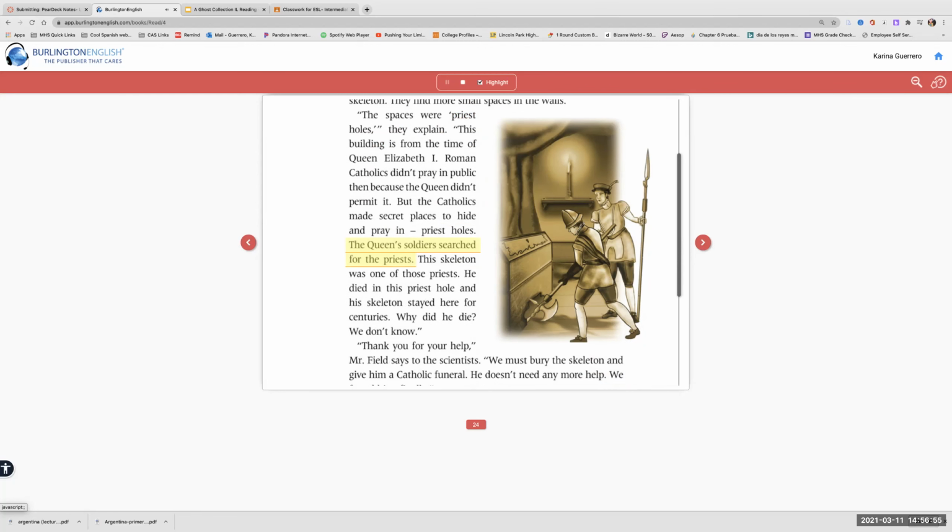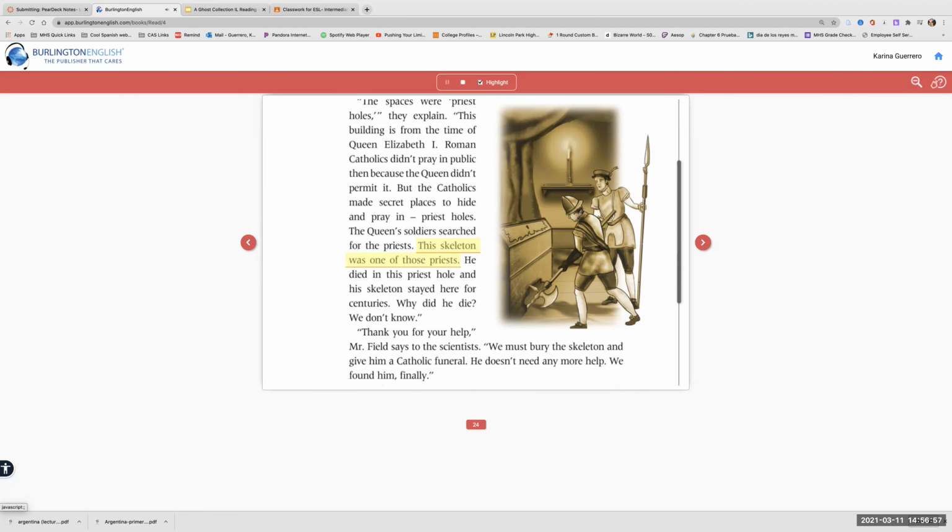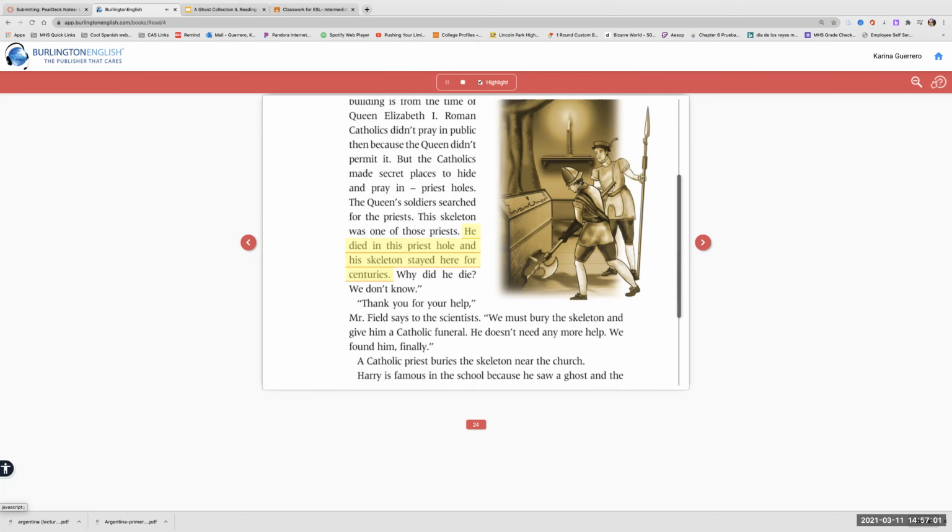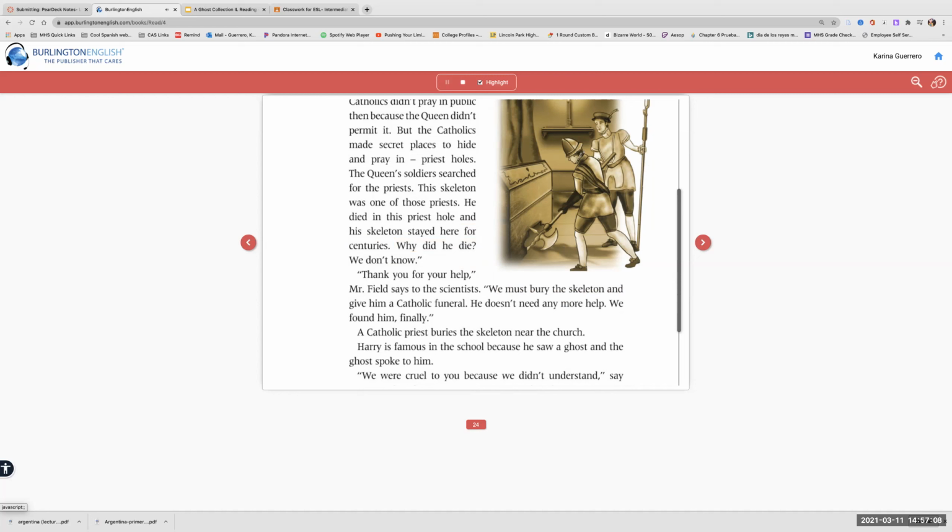The Queen's soldiers searched for the priests. This skeleton was one of those priests. He died in this priest hole, and his skeleton stayed here for centuries. Why did he die? We don't know.